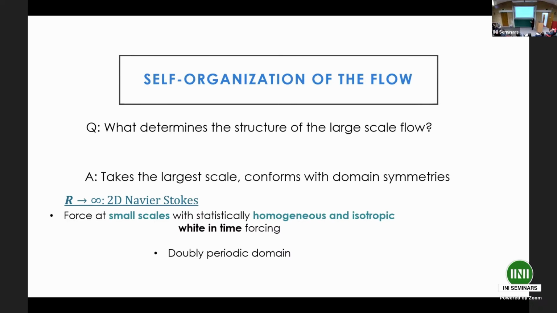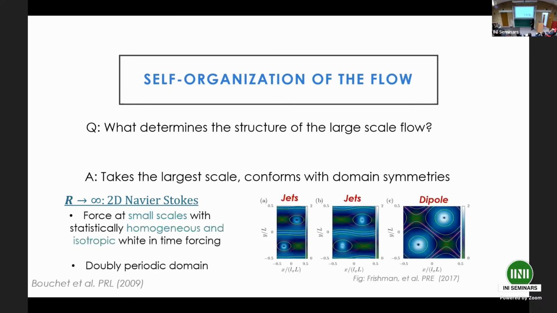So if you force at small scales, because you want to see what emerges at large scales and hope that it's universal if the small-scale forcing is small enough. In simulations, if you force with homogeneous and isotropic white-in-time forcing, so you're not putting in any funny things at small scales, and you take a doubly periodic domain because this is what you usually do in simulations, then if you are in a square domain of aspect ratio 1, you get a dipole. And then if you change the aspect ratio a little bit, you can get jets just because you break the symmetry externally. Okay, and this is well known.